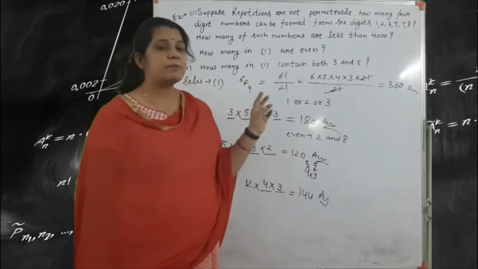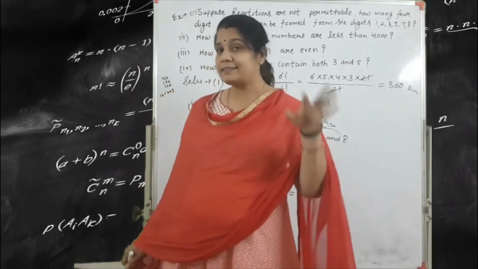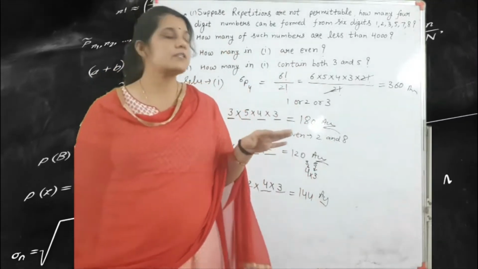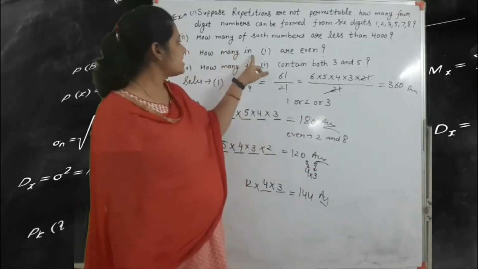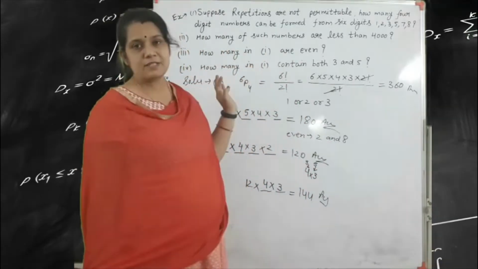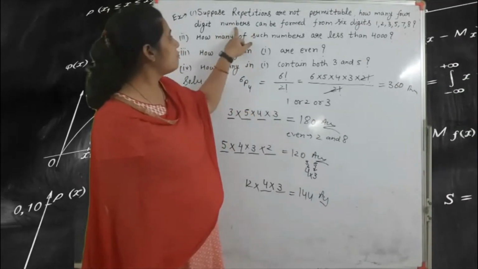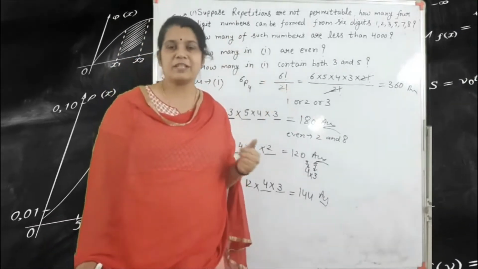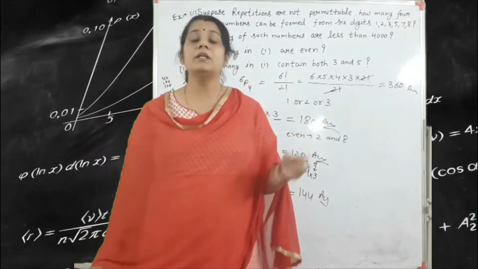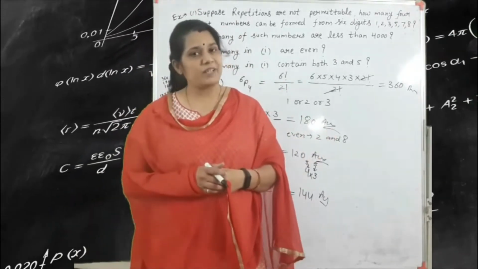So this example is very tricky and very interesting, because in every question we see the digits in the 4-digit number. That means we always find the digits in the 4-digit number. So this is an example of permutation and combination.